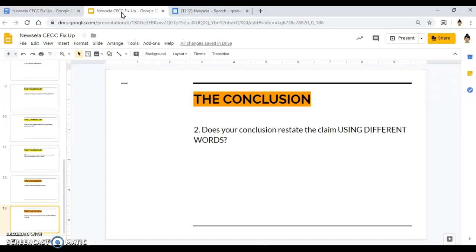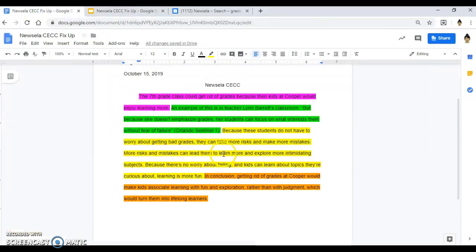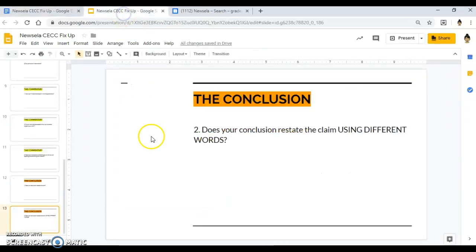Okay, last part. Does your conclusion restate the claim using different words? Let me look back at my conclusion. It's saying the same thing as my claim, but it's using different words. So for me, that is a yes. Go ahead and pause your video and make sure that your conclusion restates your claim in different words.